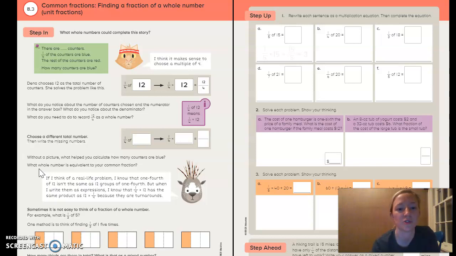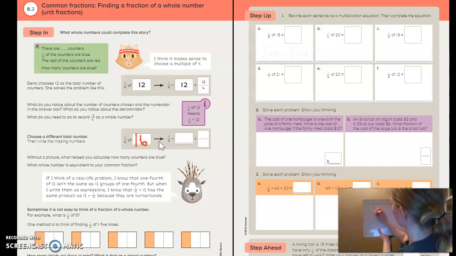Now they want us to do the same type of problem, but instead we're going to choose a different total number. So choose a different total number, then write the missing numbers. So for instance, let's try 16. So now if I have to find 1/4 of 16, that would be the exact same thing as saying 1/4 times 16. So I'm going to show you how to do that one more time.